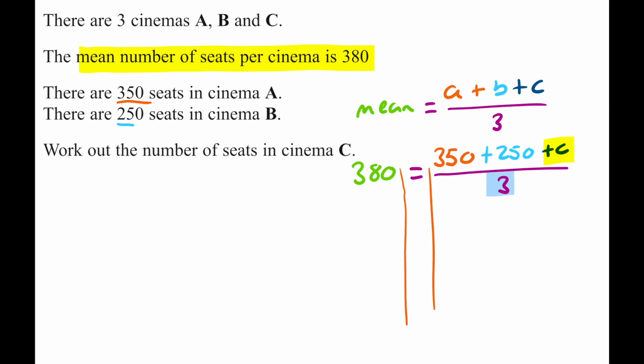In order to solve, we first need to get rid of that divide by 3 in the fraction, and the opposite of dividing by 3 is times by 3. So we're going to times both sides of the equation by 3. When we times the left side of the equation by 3, we get 1140. And then that is equal to 350 plus 250 plus C.